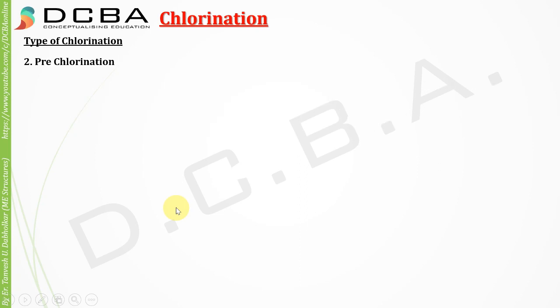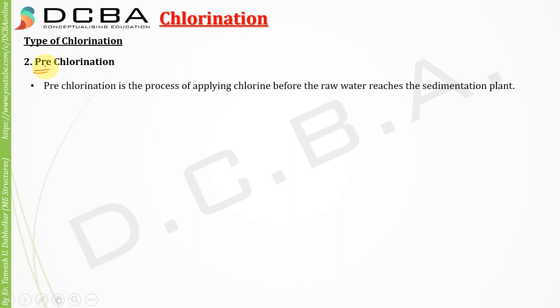The next type of chlorination is called pre-chlorination, as this word already suggests. Pre means something which you do before, right? So pre-chlorination means you are chlorinating the water even before your sedimentation process. This is generally done for waters which have high turbidity. So pre-chlorination is the process of applying chlorine before the raw water reaches the sedimentation plant. This helps in coagulation and sedimentation and also reduces the load on the filter.